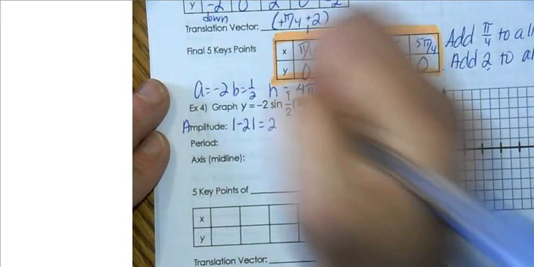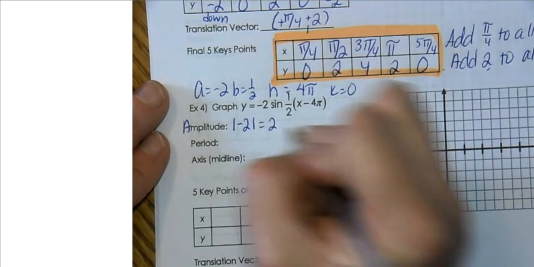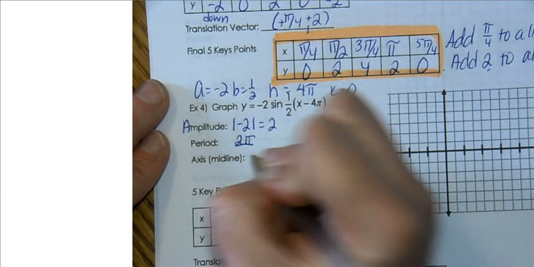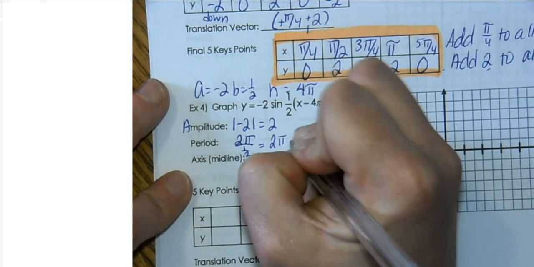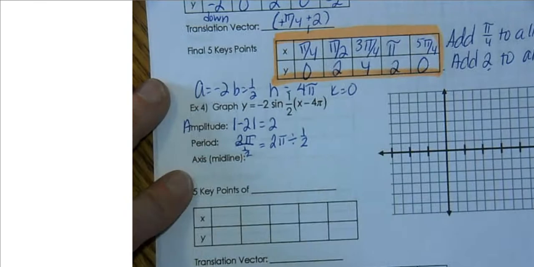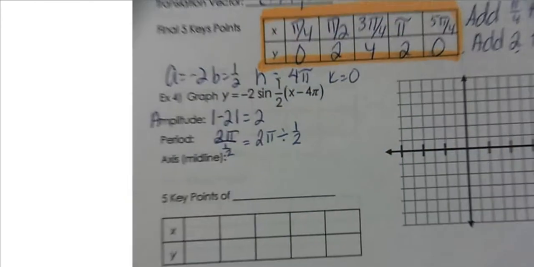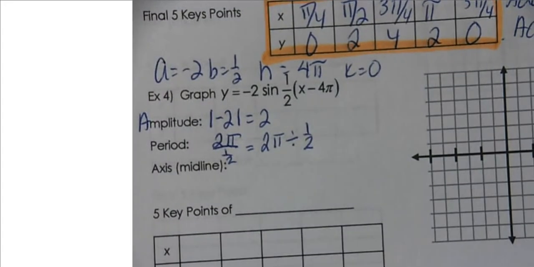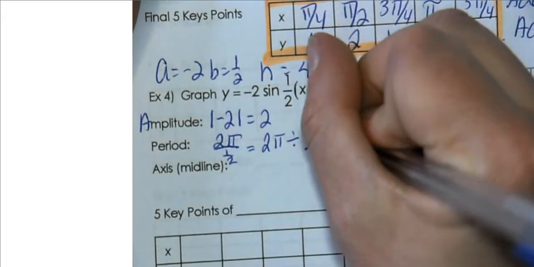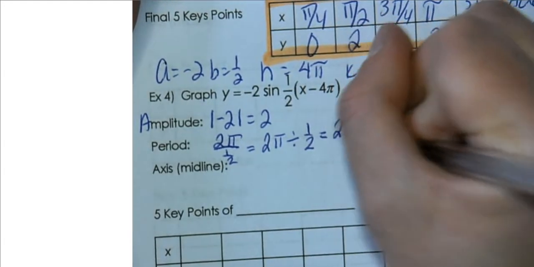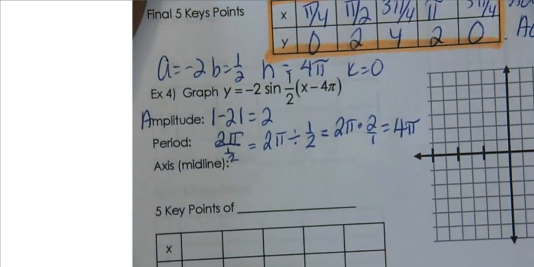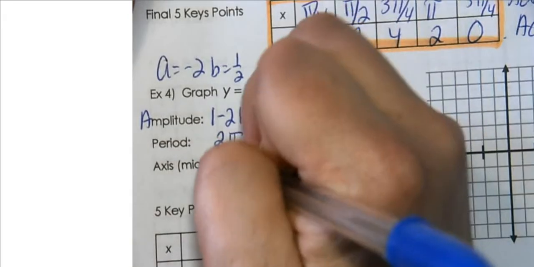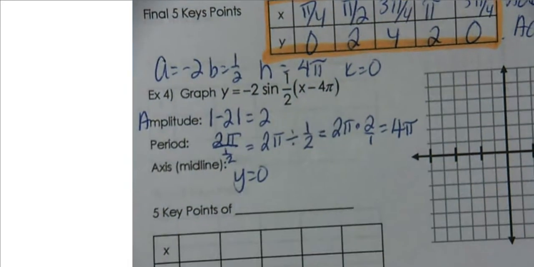So my amplitude is the absolute value of -2, which is +2. My period, this time it's going to be a little bit different. This is 2 pi divided by 1/2. So to write this out is really just 2 pi divided by a fraction of 1/2. And we know that to divide fractions, we need to multiply by the reciprocal. So this is equivalent to 2 pi times 2 over 1. 2 times 2 is 4 pi. So my period this time is 4 pi. My midline is at y equals 0, and I'm going to graph that right away so that I don't forget.